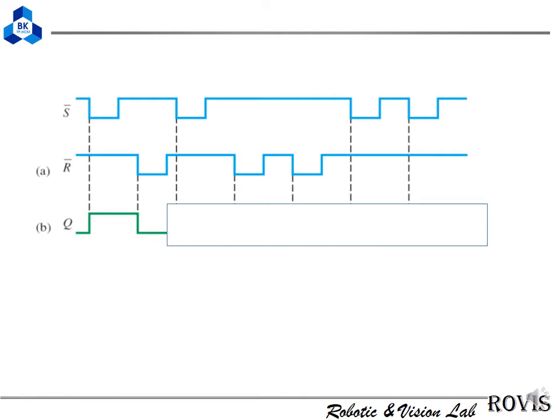And this is another example. We have two inputs, and this is the output of the SR latch, and this is the waveform of the S signal and R signal. So you have to draw the output waveform according to the input here. This is your exercise, and I think you can do it at home.